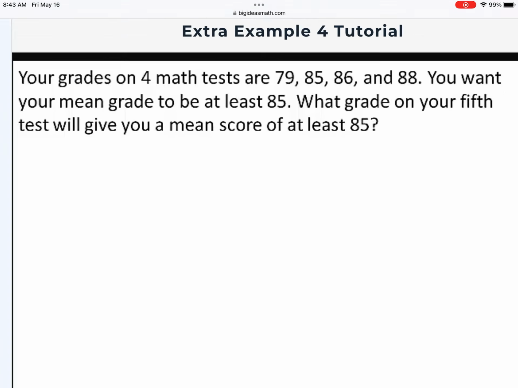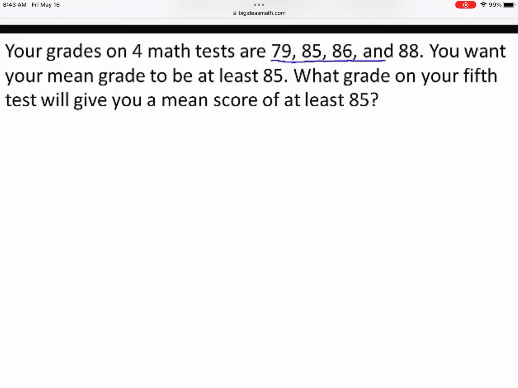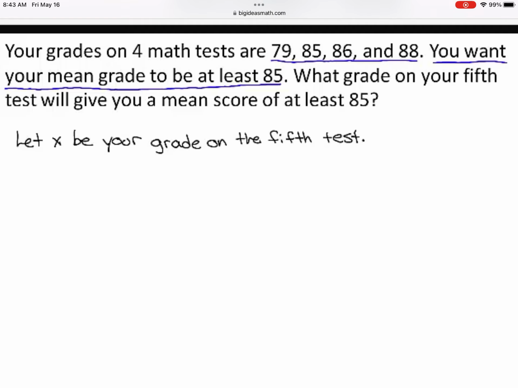Your grades on 4 math tests are 79, 85, 86, and 88. You want your mean grade to be at least 85. What grade on your 5th test will give you a mean score of at least 85? Let x be your grade on the 5th test. Use the definition of mean to write an inequality.